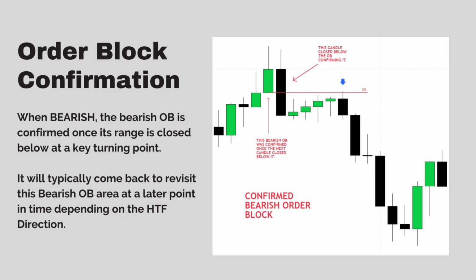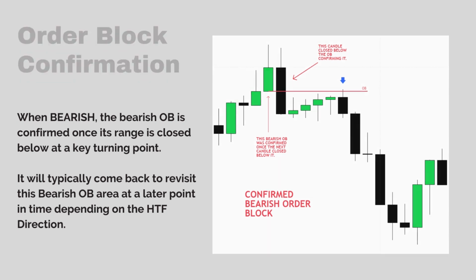The market will typically come back to revisit this bearish order block area at a later point in time, depending on the higher time frame direction. Depending on the higher time frame direction means that when the direction in the higher time frame is bearish, we want to see the bearish order block being retested, and the market should show a willingness to drive lower from there. So you don't want any bearish order blocks to be taken out when the higher time frame direction is bearish. That is essentially what we mean by depending on the higher time frame direction.